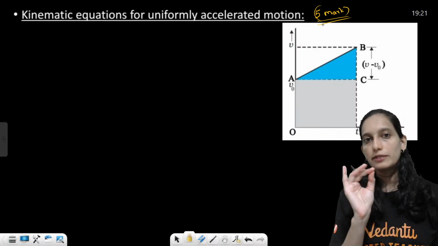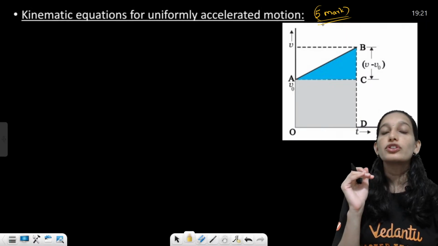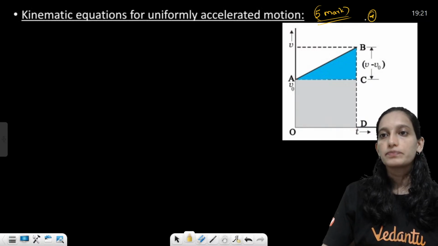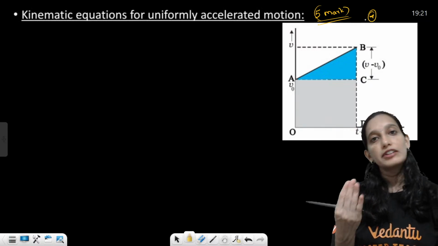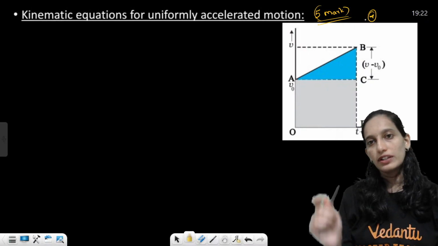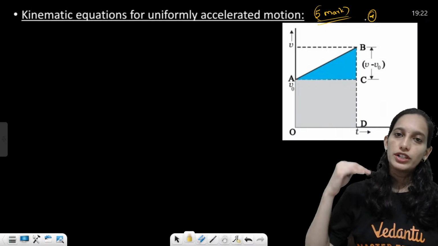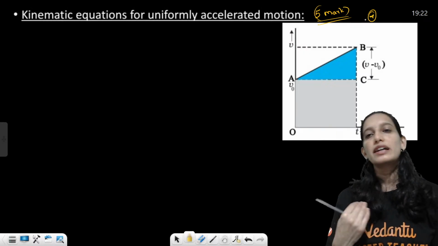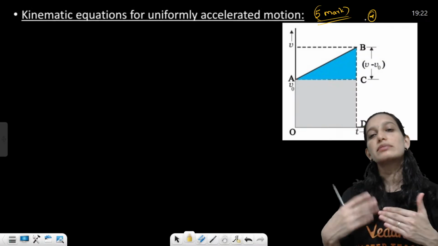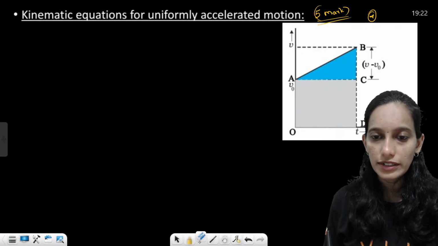You must read the question correctly. Sometimes in the exam they may ask you to obtain the kinematic equations for uniformly accelerated motion graphically, then you must follow this method. There is one more method, that is the calculus method. The calculus method is usually asked for 3 marks. But please read the question carefully, whether it says calculus method or graphical method. If they don't mention it, it is your choice, you can do calculus or graphical method, but my suggestion is that you be prepared for the graphical method. Most of the time they specify the graphical method. So that's the main point here.